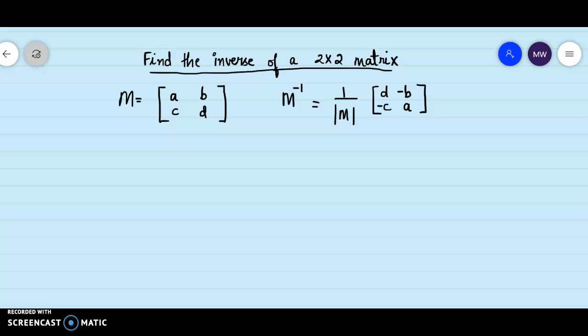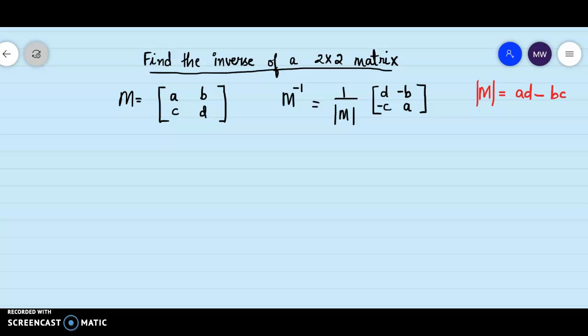The first step is to find the determinant of the 2 by 2 matrix. We know the determinant of a 2 by 2 matrix is given by the difference of the diagonal products, right? Starting from the top left, AD minus BC. You find this determinant first, and that goes as a fraction in front of this 2 by 2 matrix, 1 over the determinant of M.